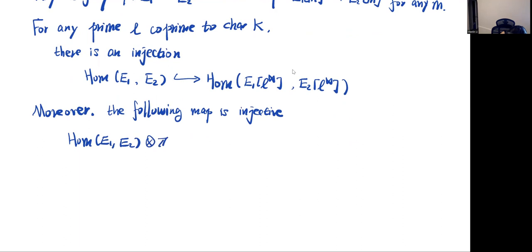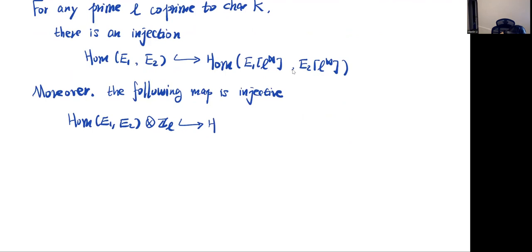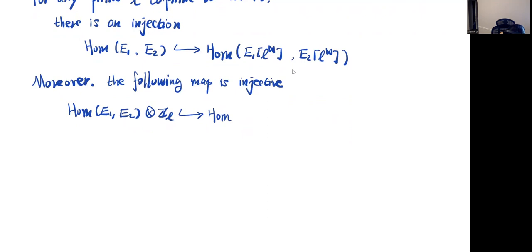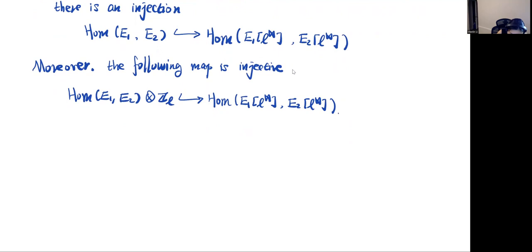Tensor up to ZL. So the right hand side are homomorphisms between ZL vector spaces. So I tensor up the first one, which is just the Z module, up to ZL. Sorry, ZL module, not tensor up to. Okay, why is that important? Well, because these things are rank 2 ZL modules.